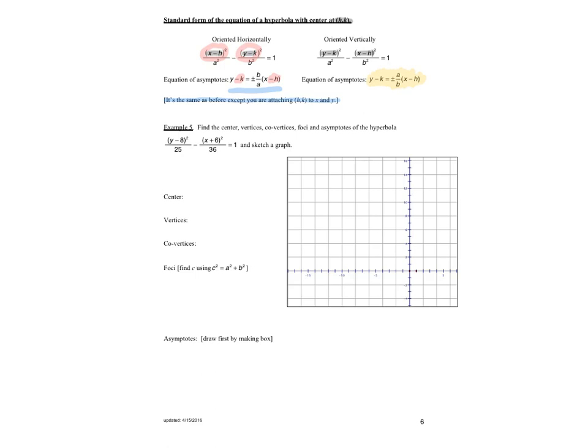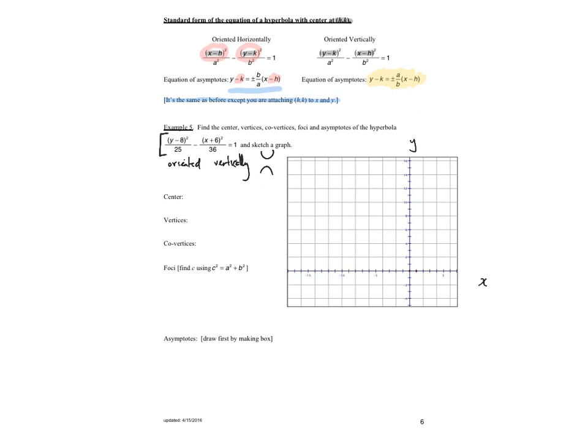So let's see an example in action. So we're given an equation and asked to find all the relevant points, the centre, the vertices, the co-vertices, the foci, and the asymptotes, and then sketch the graph. So first things first, let's look at this equation. The positive term is the y term. So it's going to be oriented vertically when we sketch our hyperbola.